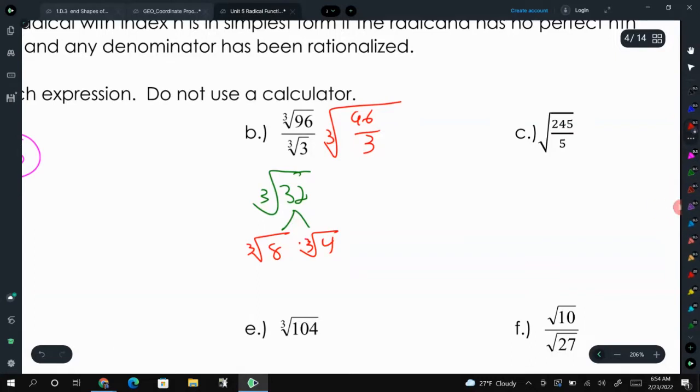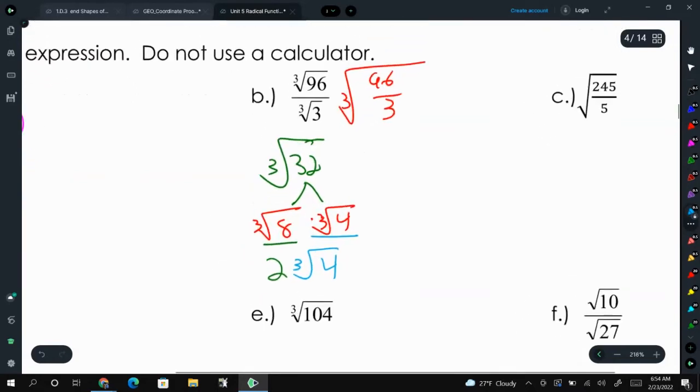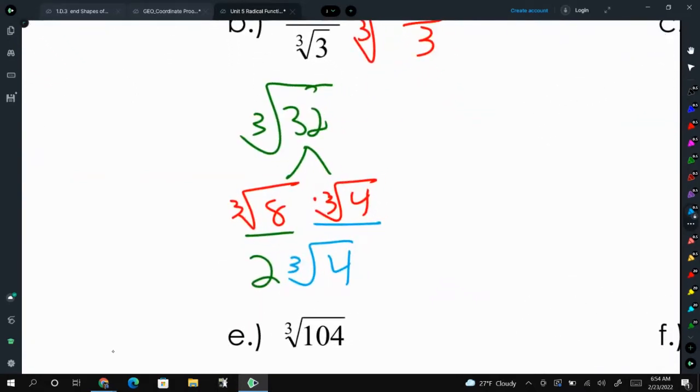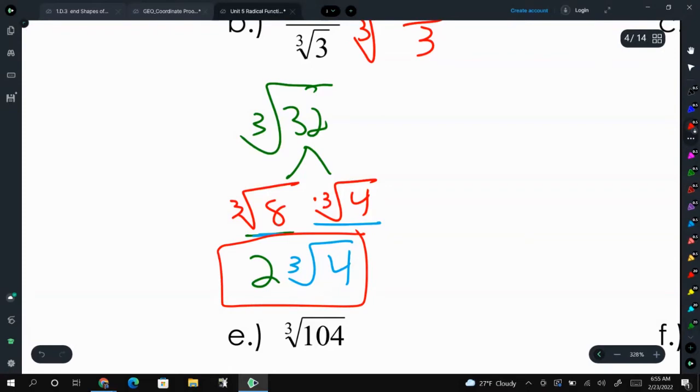The cube root of 8 is 2. And we can't take the cube root of 4, so this gets left. I want to point something out. Once you take the cube root of something, the radical symbol goes away. So here we had the cube root of 8. We can actually take the cube root of 8 and get 2, so the cube root symbol goes away. And then the cube root of 4, we can't do anything with that, so we just bring that down with the radical and everything. So this would be your final answer.